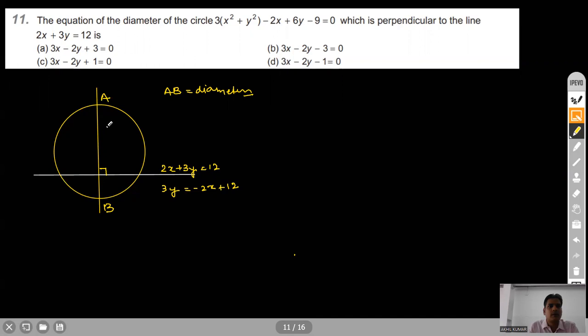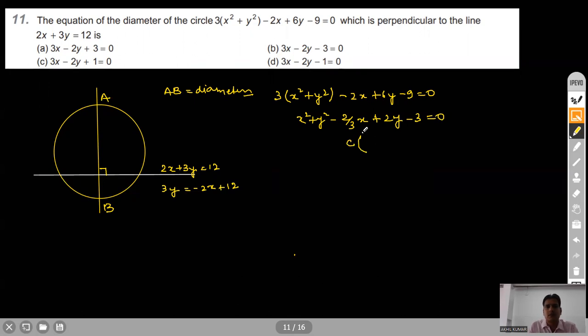Okay, so let me write the equation of the circle first. It is 3 times x square plus y square minus 2x plus 6y minus 9 equals to 0. So divided by 3, we get x square plus y square minus 2/3 x plus 2y minus 3 equal to 0. So what will be the center for this circle? It will be 1/3, minus 1, right? This will be the center of this circle.